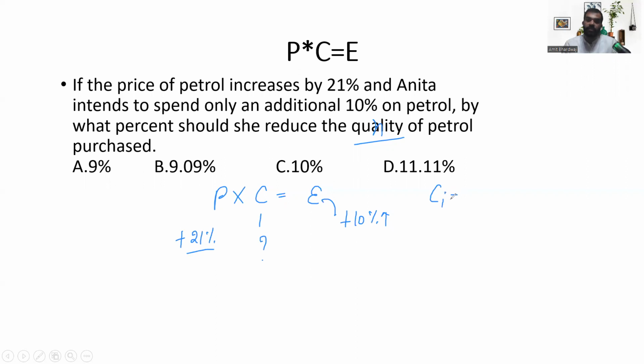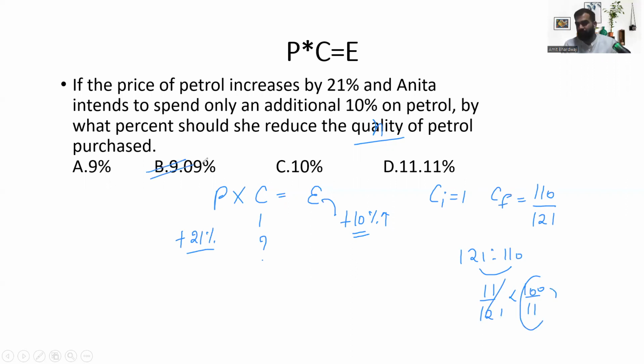So let's say initial consumption is 1. What is the final consumption? Obviously, this is 110 divided by 121. So you can say this ratio will be 121 is to 110. So this is 11 by 121 into 100. So this is 1100 by 121, we all know 9.09, very similar to the previous one, just the values are different.